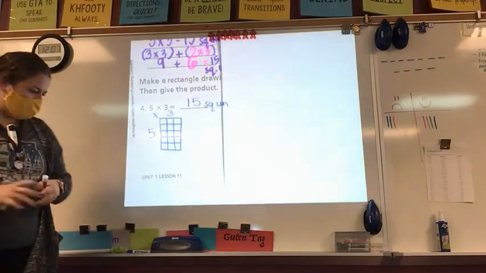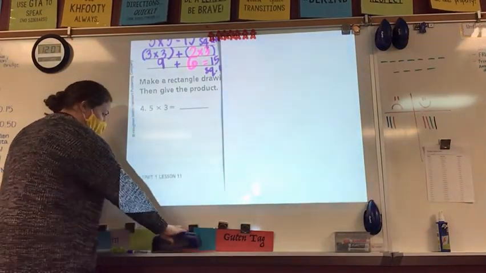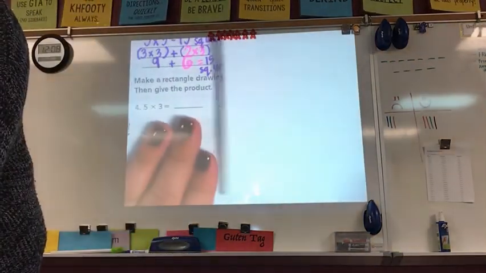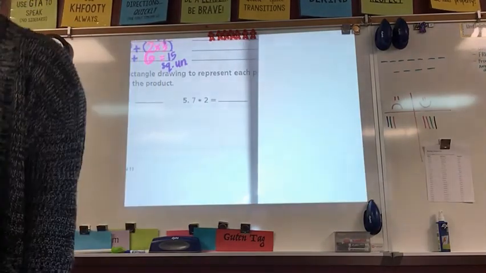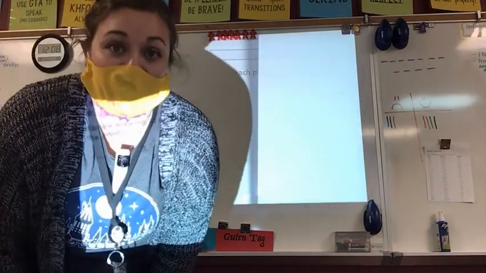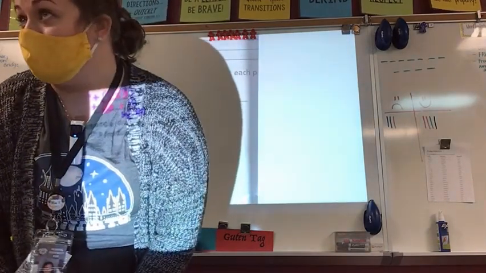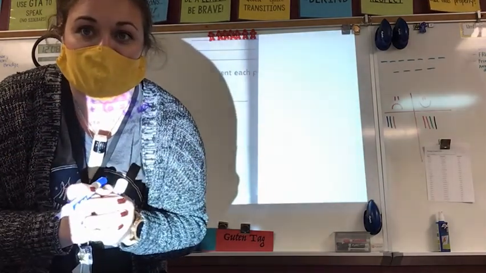Go ahead and erase. Erase, erase, erase. And we're gonna try the next one. This next one is a 7 by 2. Online friends, I'm going to have you draw this on your slides for today. You guys are going to draw it on your desk, and then you're going to find how many square units it is, and then we're going to move on.